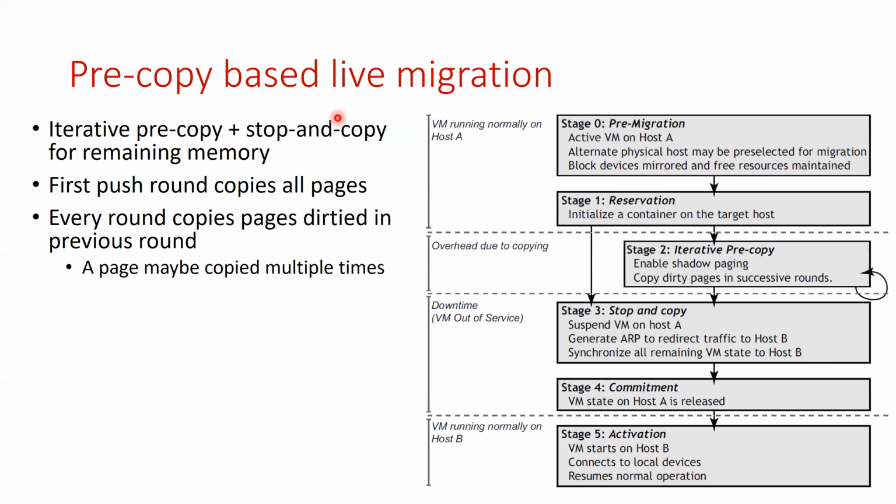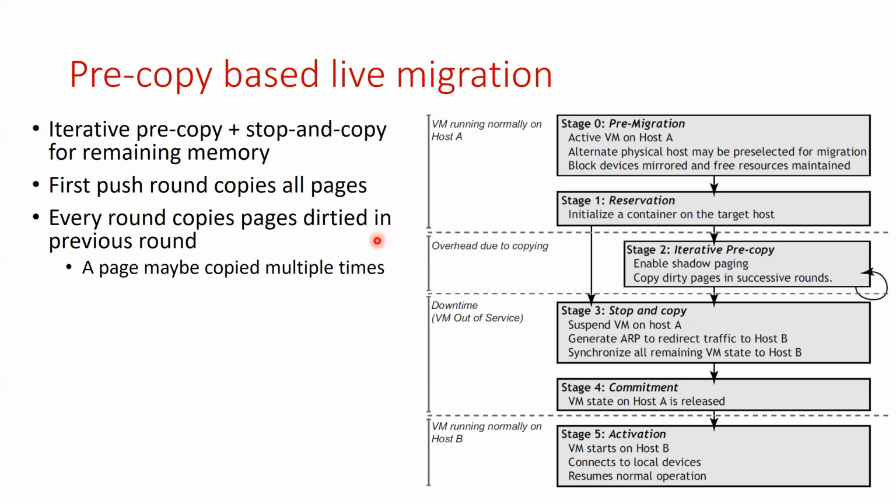So here is a flow chart of how iterative pre-copy based live migration happens. This is from the paper. In stage 0, you select an alternate host and you prepare it, and if you have to mirror things like the disk and so on, you do all of that. You reserve enough resources, CPU, memory at the target host. So all of this, the VM is just running on your initial host A. Okay, then your iterative pre-copy starts.